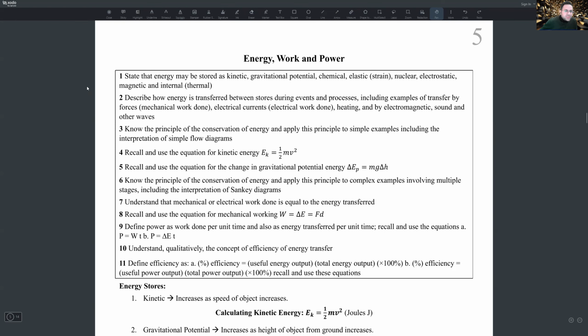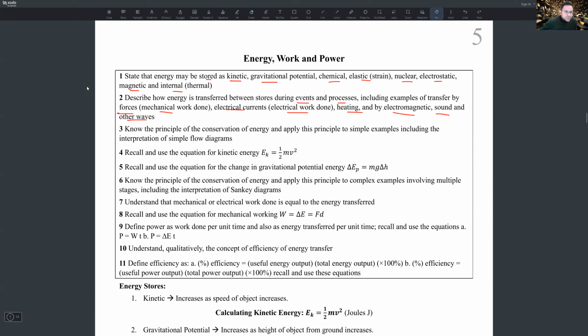State that energy may be stored as kinetic, gravitational, chemical, elastic, nuclear, electrostatic, magnetic, and internal. حاضر هندefine these دلوقتي. ايه stores دي? Describe how energy is transferred between stores during events and processes, including examples of forces, which is called mechanical work, electric currents, which is called electric work, heating, and by electromagnetic, sound and other waves. يعني waves. كل دول معناها waves.